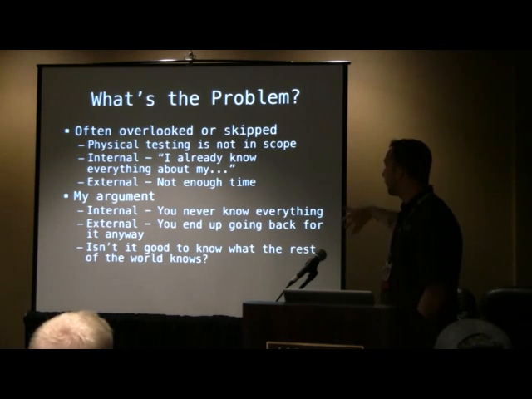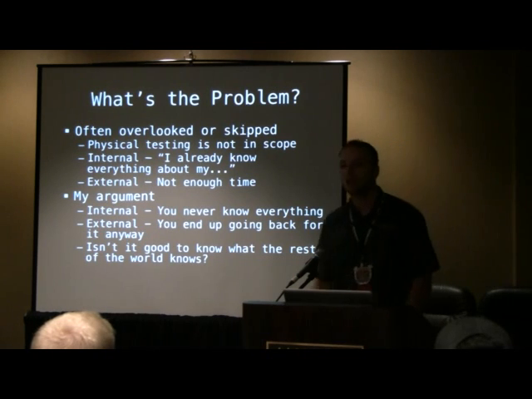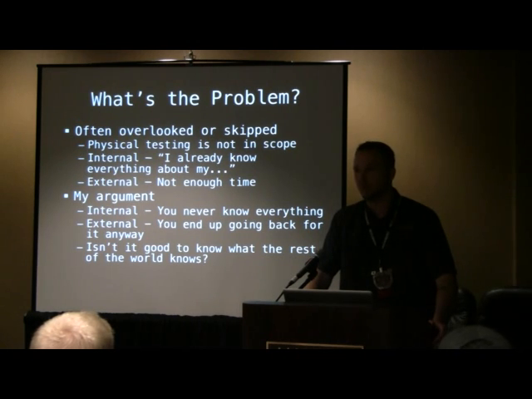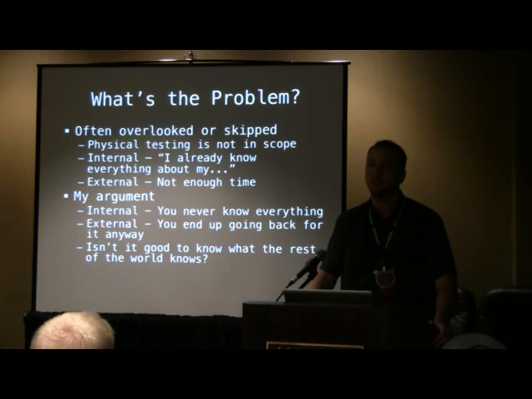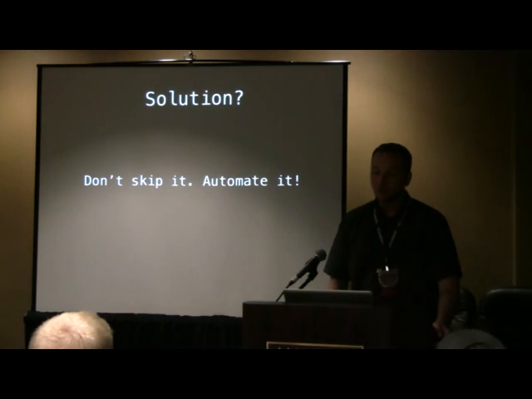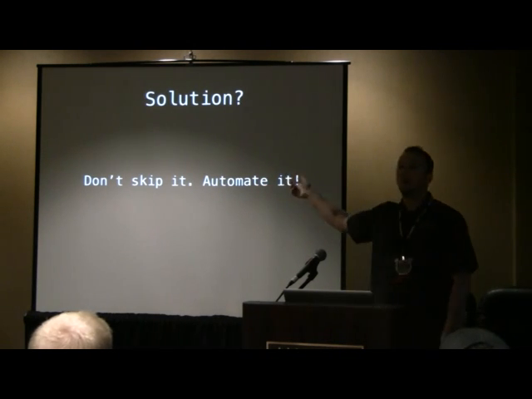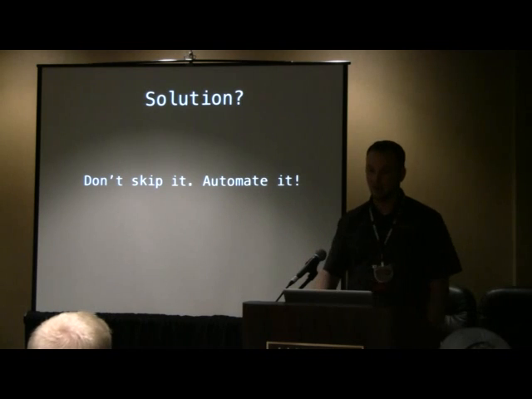And then for all parties involved, it's just good to know what the rest of the world knows about you, right? As an internal team, that's absolutely necessary. You have to know what everyone else knows about you. And as an external or third-party tester, it's our duty to take that information to our customers, right? They're paying us for that type of information. We have to know what the world knows about our target, or else we essentially don't know anything. So what's my solution to this? Well, let's not skip it, let's automate it. And in some cases, let's automate it better than it's being automated now.